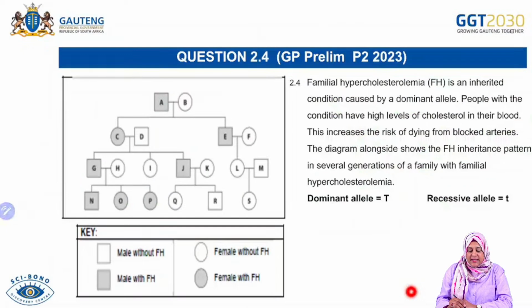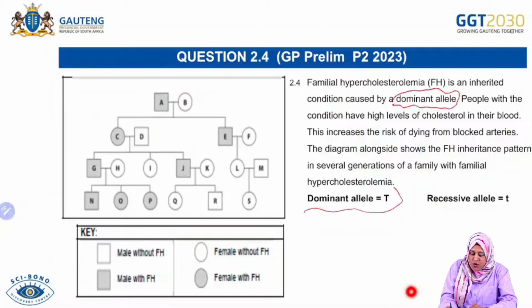We're going to look at an example from the Gauteng Prelim Paper 2, question 2.4, because this was very, very poorly answered. Familial hypercholesterolemia, or FH is the symbol we're going to use, is an inherited condition caused by a dominant allele. Highlight all the important words. People with this condition have high levels of cholesterol in their blood. This increases the risk of dying from blocked arteries. The diagram alongside shows the FH inheritance pattern in several generations of a family with this disease.